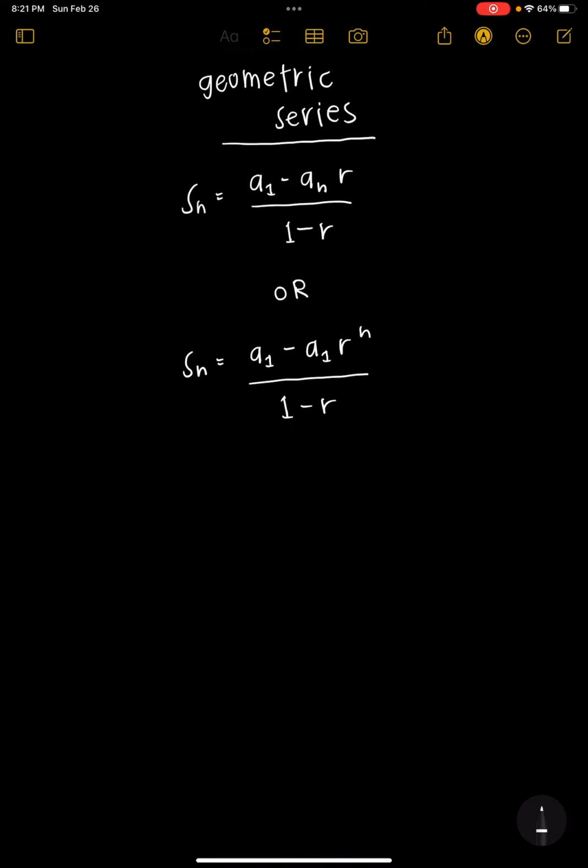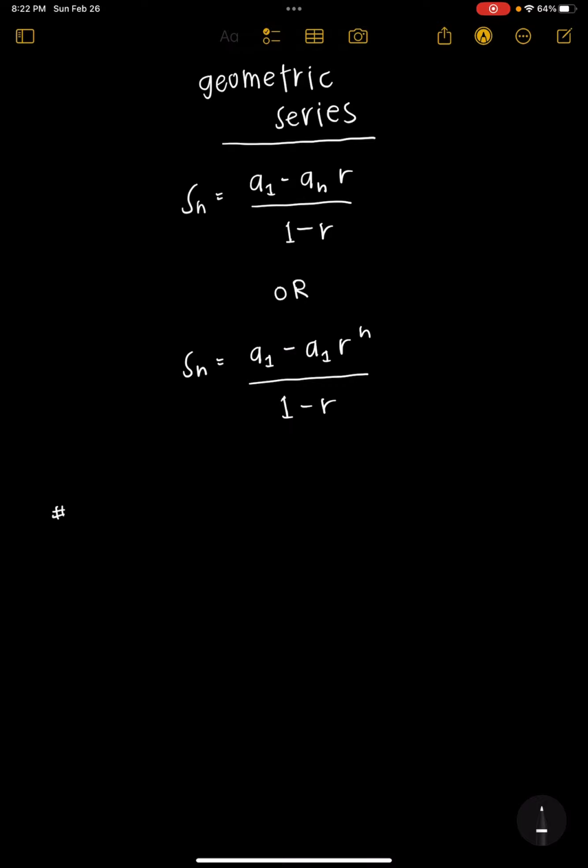So we use one of these two formulas, and it doesn't matter which one you use. It just depends on what information you've been given. And once again, these variables are really similar. So a sub 1 is your first term, a sub n is your last term, your nth term, and then r is the common ratio, what you're multiplying or dividing by.